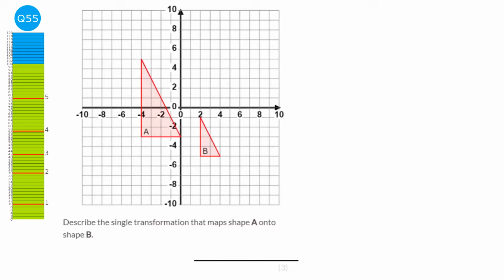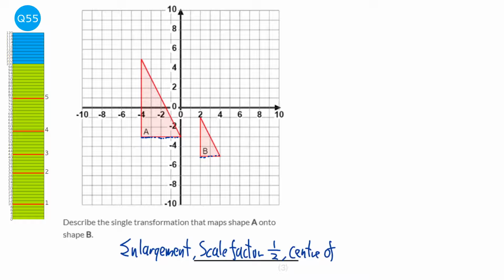So the first thing I ask myself is what has happened to this shape? Well, it's actually changed size. So we are looking at an enlargement. And the next thing I need is the scale factor. So the scale factor is, well, let's have a look at the squares at the bottom. So we've got 1, 2, 3, 4, and it's changed to 2. So 4 times what is 2? Well, that's going to be a half. So it's actually halved.